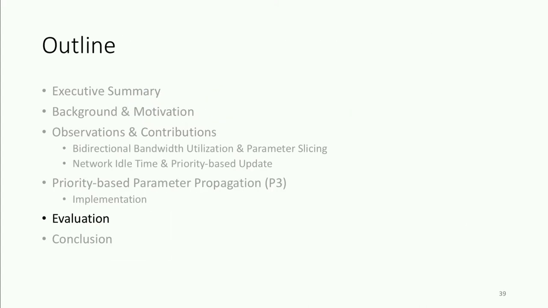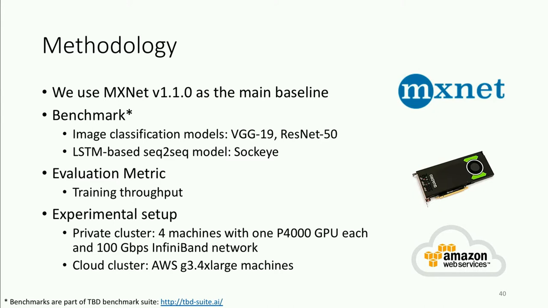So we evaluated P3. We compared P3 against MXNet version 1.1 as the main baseline. We used two image classification models, VGG19 and ResNet50, and one LSTM-based model, Sockeye, as the main benchmarks. In the evaluations, we use training throughput as the main evaluation metric. Now, according to the MLPerf standard, the ideal evaluation metric should be the time to achieve a certain accuracy. But in this case, we can afford to use training throughput because both the baseline and P3 always send the full gradients, and they follow the same training curve.